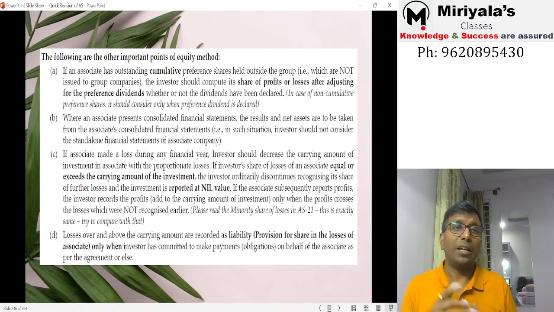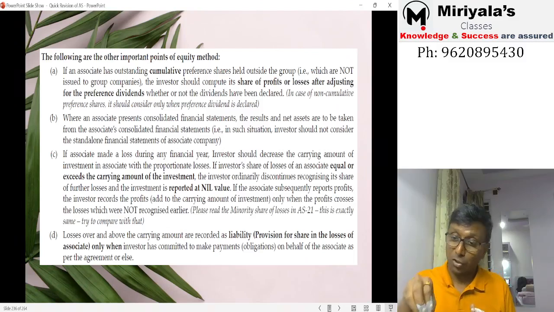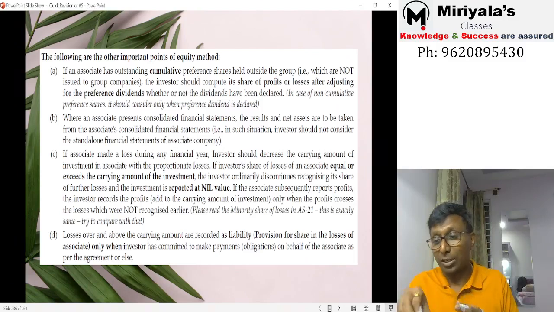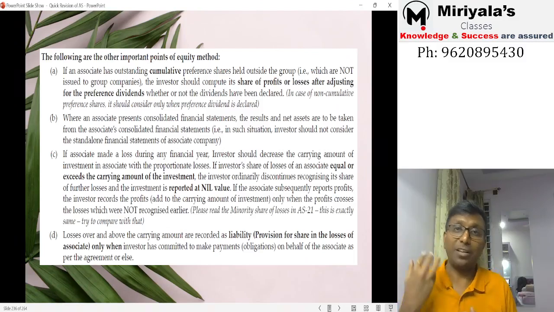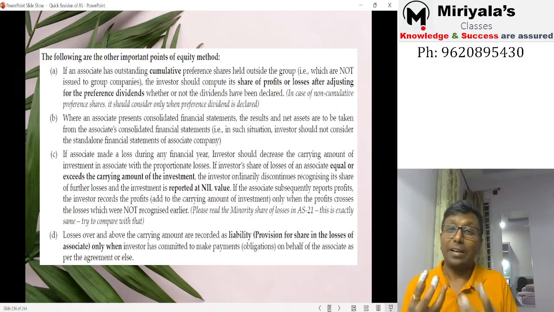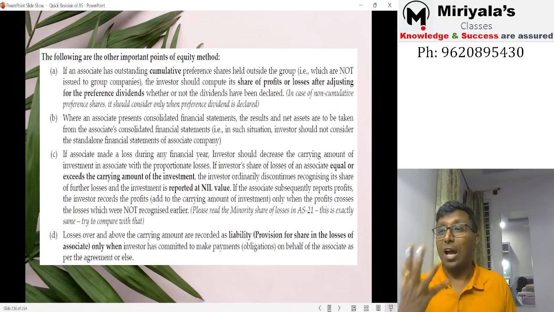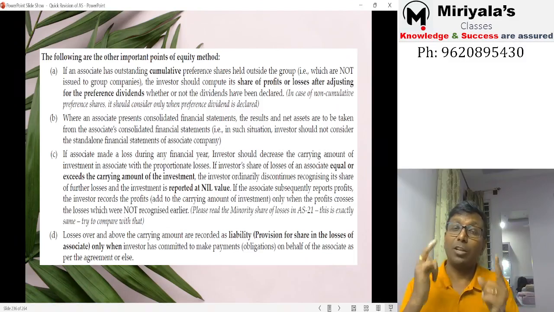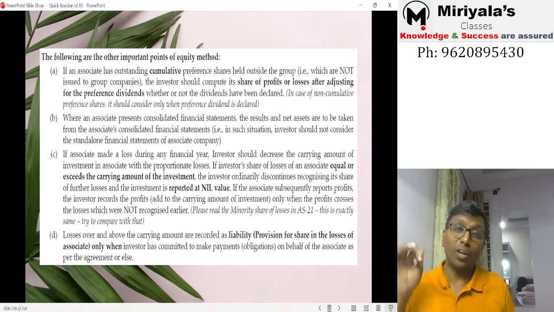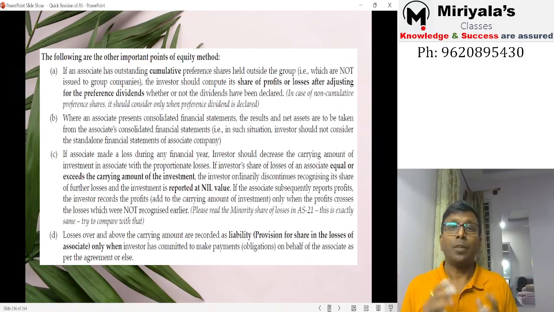Now suppose the associate company is preparing consolidated financial statements, maybe because it has some subsidiary. Should I take the profit from the standalone financial statements of the associate or from the consolidated financial statements? The standard is very clear: you have to take the profit from the consolidated financial statements of the associate company.